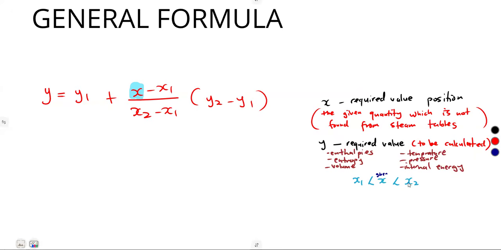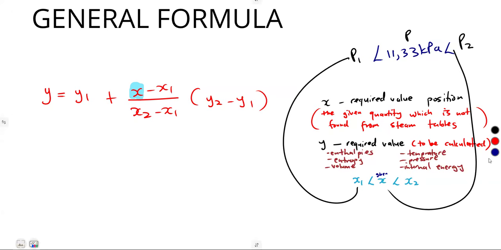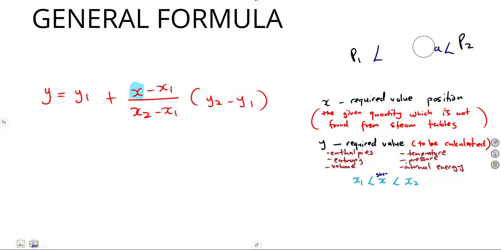So x1 and x2 are the boundaries for what you are given. If you've got a pressure of 1133 kilopascal, and this pressure is not found in your steam tables, then you're going to need the boundaries for that given pressure. So it's going to be P1 and P2 representing X1 and X2. Let's say it is a temperature that you are given, but you do not have that temperature in the steam tables.